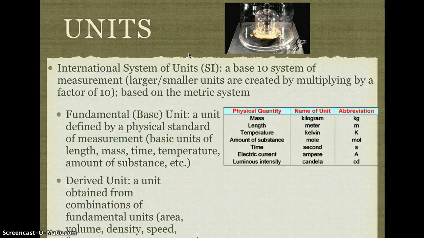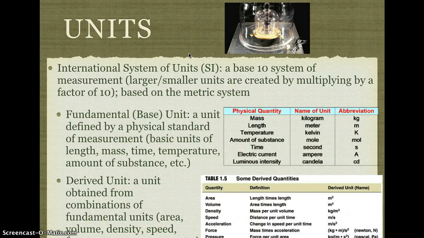Now there are a lot of other units that we'll see and use. These are called derived units. These are combinations of all these fundamental units. So some great examples are area, which is typically length times width, and so that would be the length squared, and so you'd have meters squared. Volume, density, there's a lot of these that we'll see.